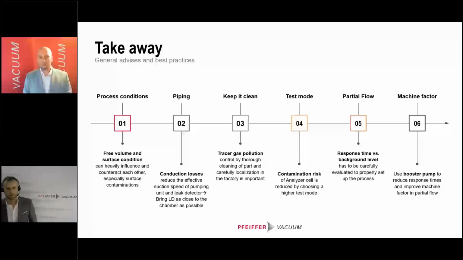And if you also want to improve your cycle time, Jonas also presented you the partial flow. For sure, you can, for pump down, increase the suction speed of your pumping group to no limits, but then you will have a problem with the background level also. So the response time and the background level have to be carefully evaluated to properly set up your process. Yeah, and then in addition to the partial flow, you can always use a booster pump to reduce your response times and improve your machine factor in the partial flow.